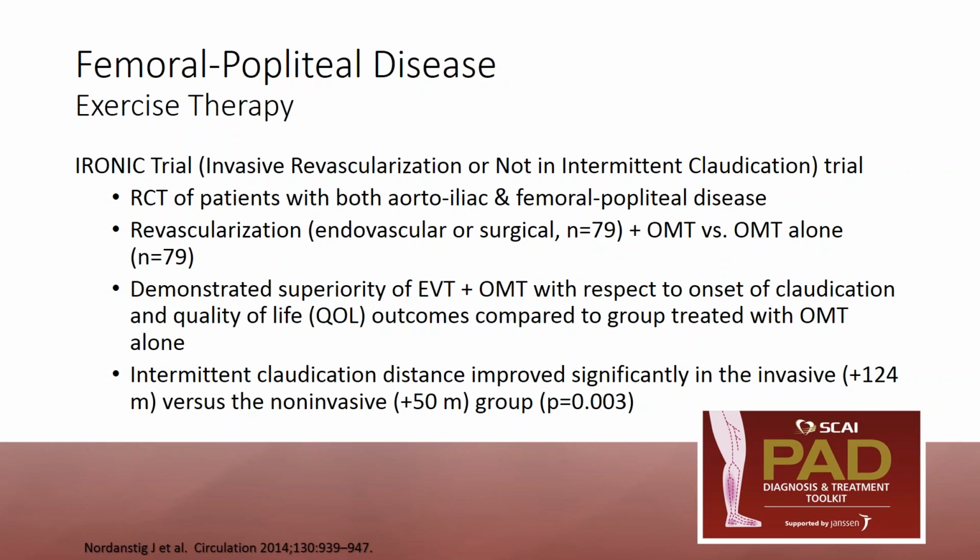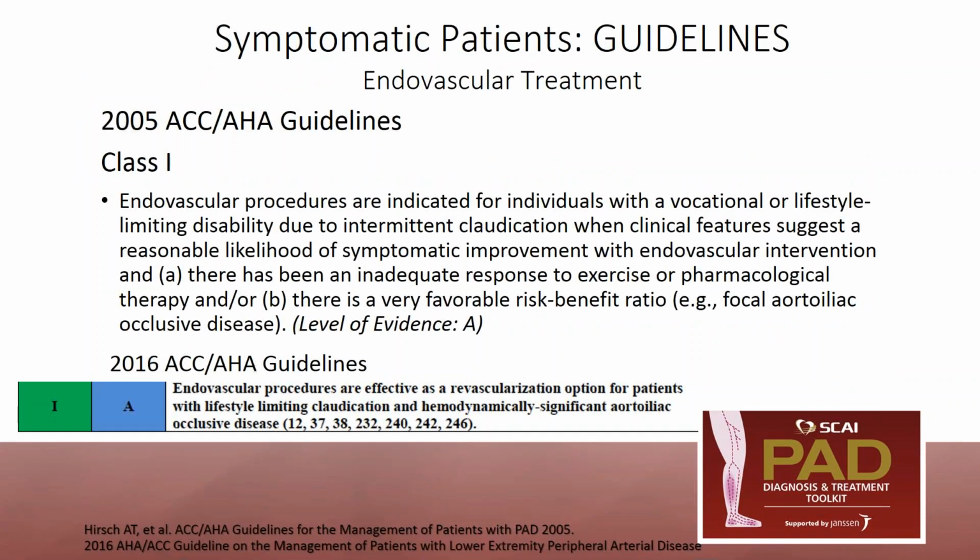And intermittent claudication distance improves significantly in the invasive arm, almost 124 meters versus the non-invasive arm. So really, you can't just do medical therapy for these patients if you want to optimize their outcome in terms of quality of life and their onset of claudication. The IRONIC trial is showing us that, on that foundation of optimal medical therapy, endovascular therapy plus OMT is superior to OMT alone.